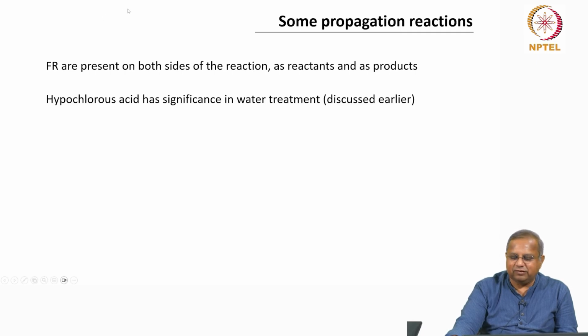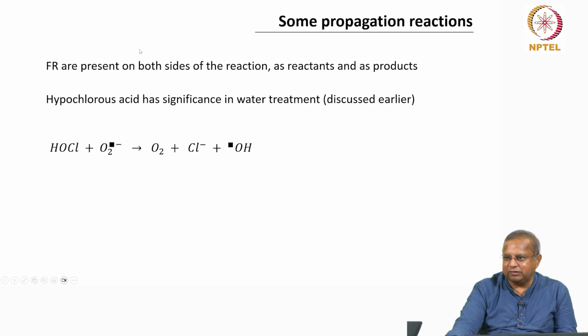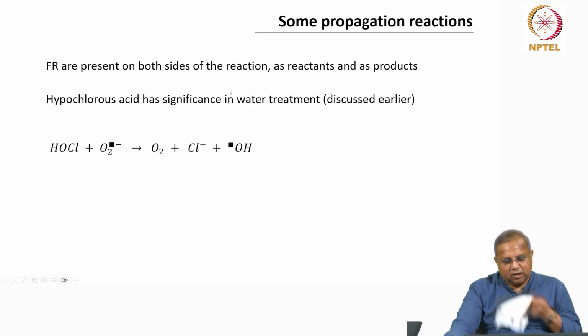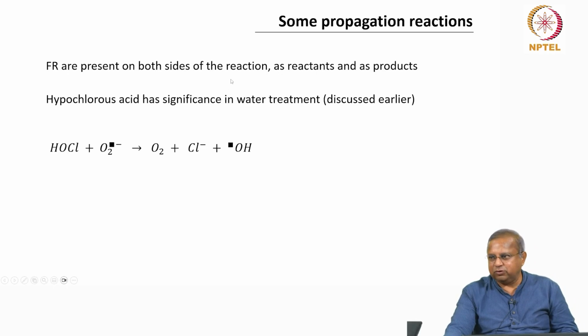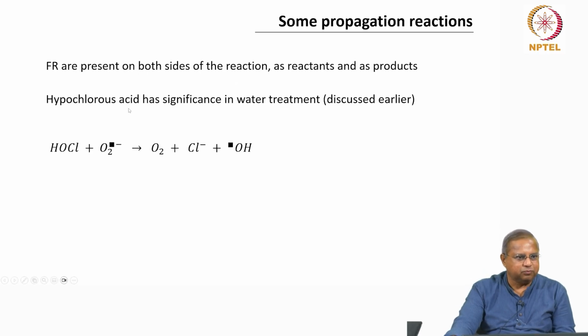Hypochlorous acid has significance in water treatment. We have already seen this earlier. So this is one reaction with hypochlorous acid and superoxide, giving you oxygen plus chloride plus a hydroxyl radical, which is quite a common occurrence during water treatment. Superoxide gets generated by some means and HOCl can react this way, a possible reaction during water treatment. The second order rate constant is of the order of 10 power 6, 10 power 7, 7.5 into 10 power 6 per molar per second.